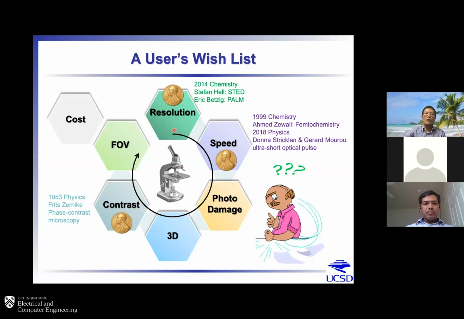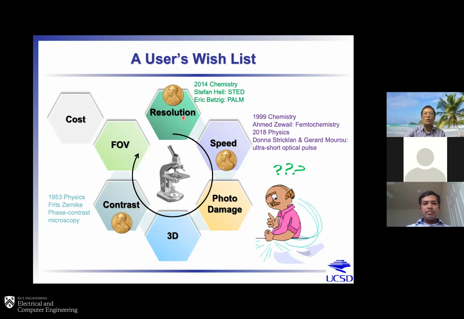And as you can see here, I listed a few of the major progresses in the field. In resolution, we already have nanoscale resolution, and that's the Nobel Prize 2014, STED and PALM. These two technologies can give super resolution based on fluorescence, right? However, this super resolution doesn't really couple with any other properties, okay? And they're not high speed, okay? They mainly try to solve this resolution issue.